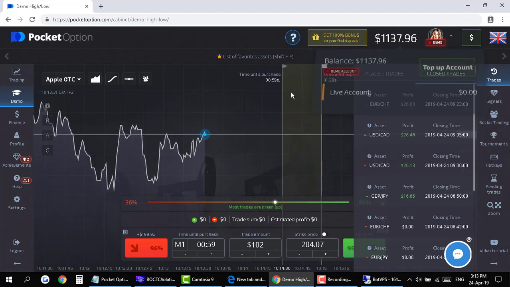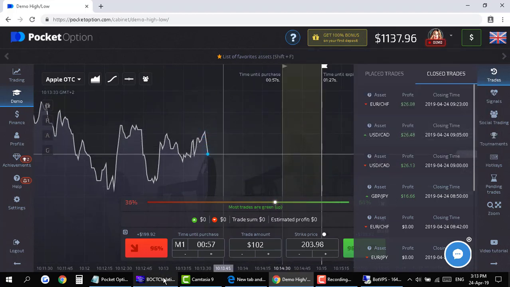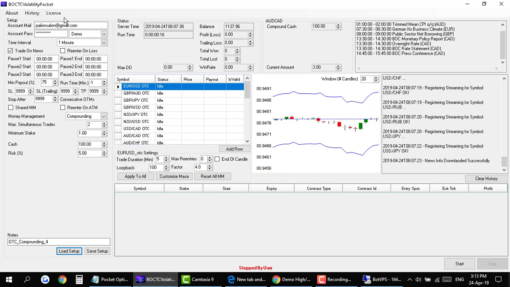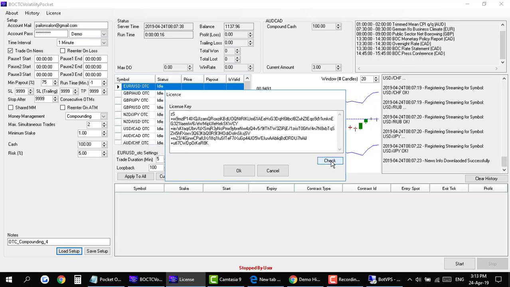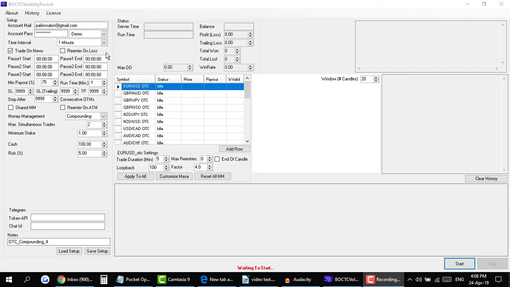Only once you know that the bot is working, then you can fund it with real money. But do all your tests on the demo. The bot can be used on demo, real and tournament ID.